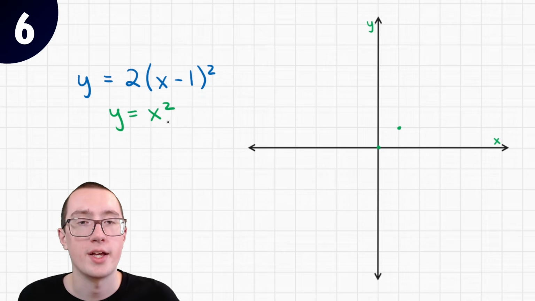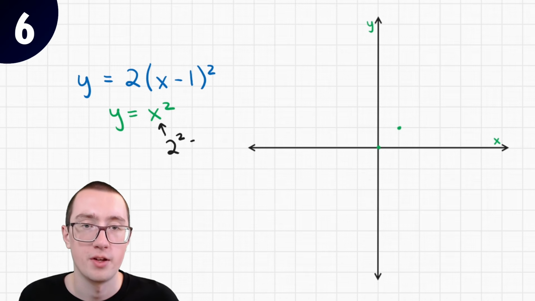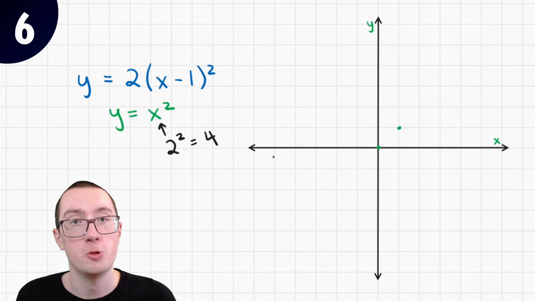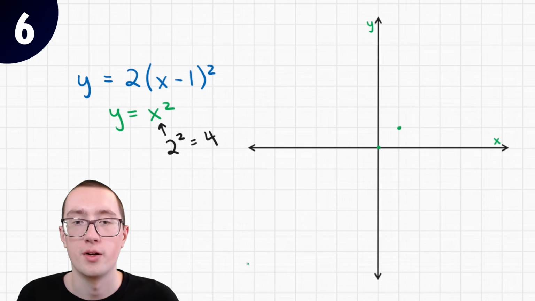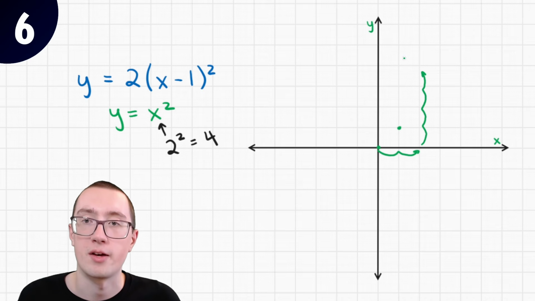So then what about when x is equal to 2? Well, when x is 2, y is going to be equal to 2 squared. And 2 times 2 is 4. So when x is 2, y is actually equal to 4. So to graph that, we need to go 2 squares to the right because x is 2. And then we need to go 4 squares upward because y is 4, because y is up and down. And we will plot a point right here.